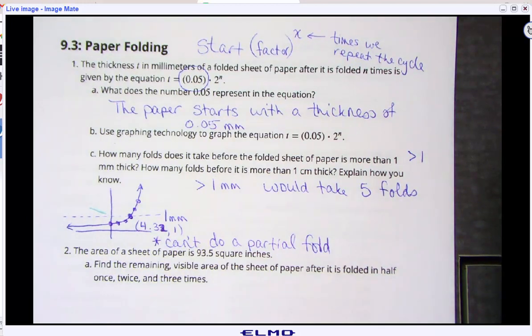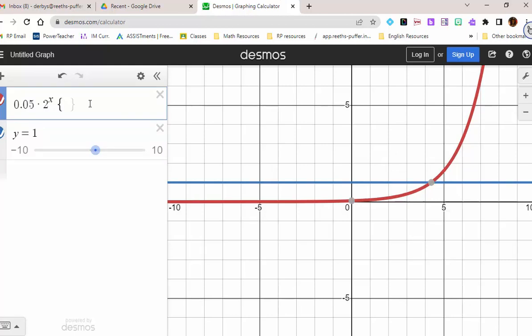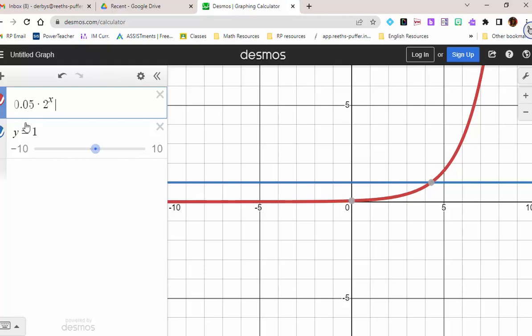So if I put that information, I think there's a way that I could type that in here, like with all of my x values, such that x is only whole numbers. I can't remember how to type that in on Desmos, but there's something like that where we can make sure that x is only the real numbers and whole numbers. So anyway, we get that idea that I can't do a partial fold.